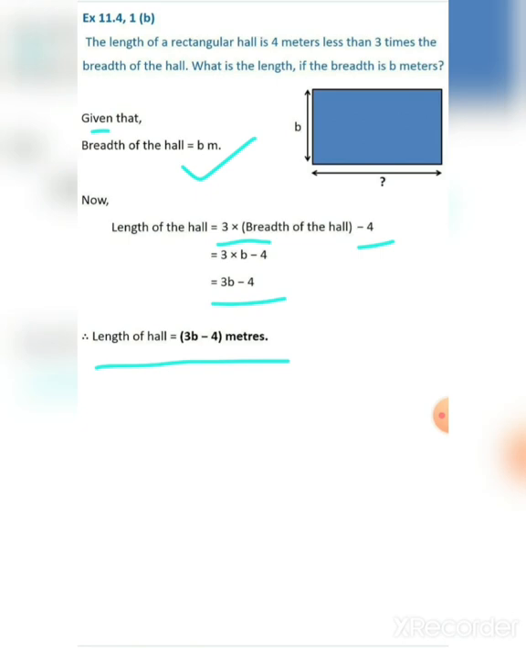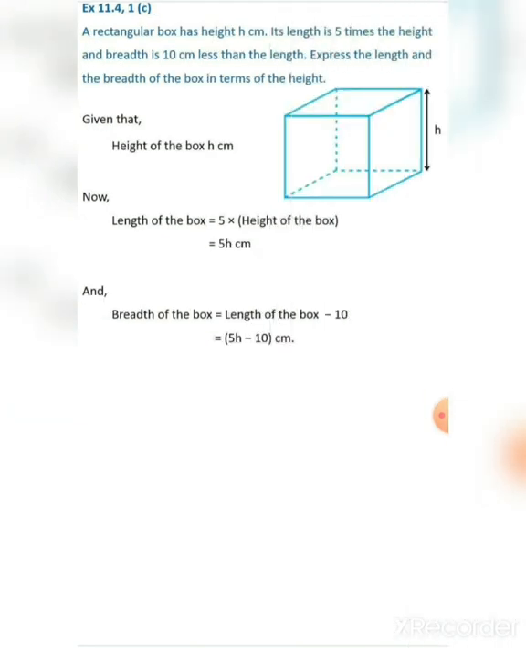And suppose I put here the value of breadth, you can find out the length of the hall easily. So this is the method of finding. Next question is C part.